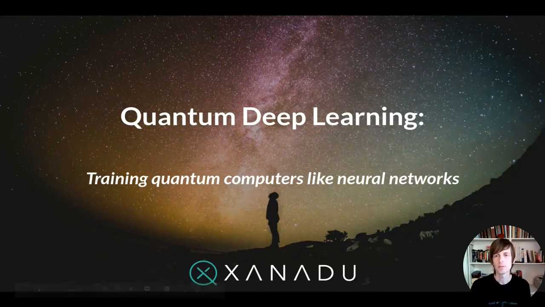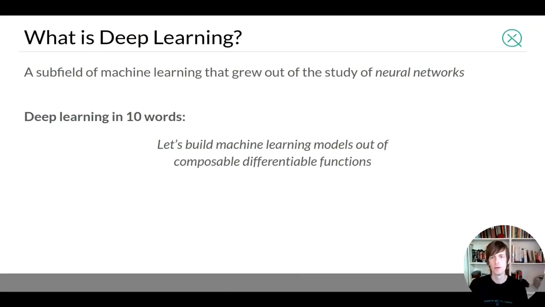Let's start with quantum deep learning. So this may feel like a bunch of buzzwords mashed together, but really the idea I want you to take home here is that you can think of quantum circuits and quantum algorithms as objects which you can train and optimize using the exact same tools that you would use to train and optimize a neural network or a deep learning model. So as point of reference, what is deep learning?